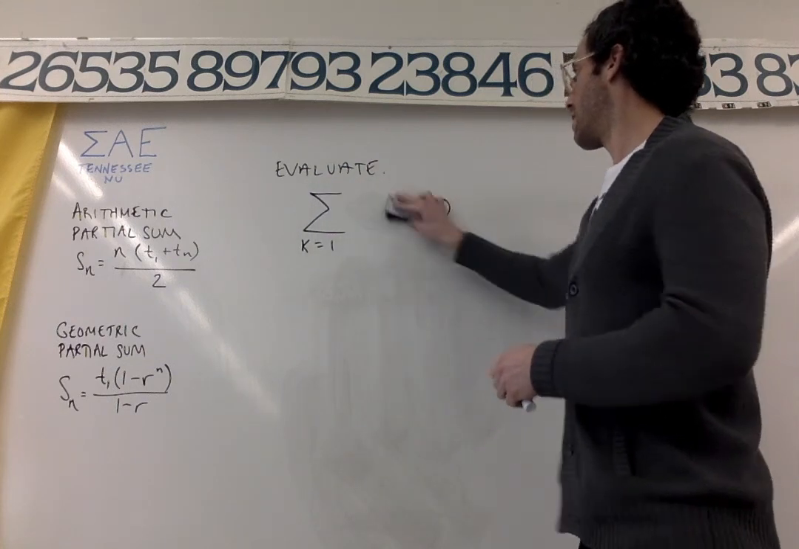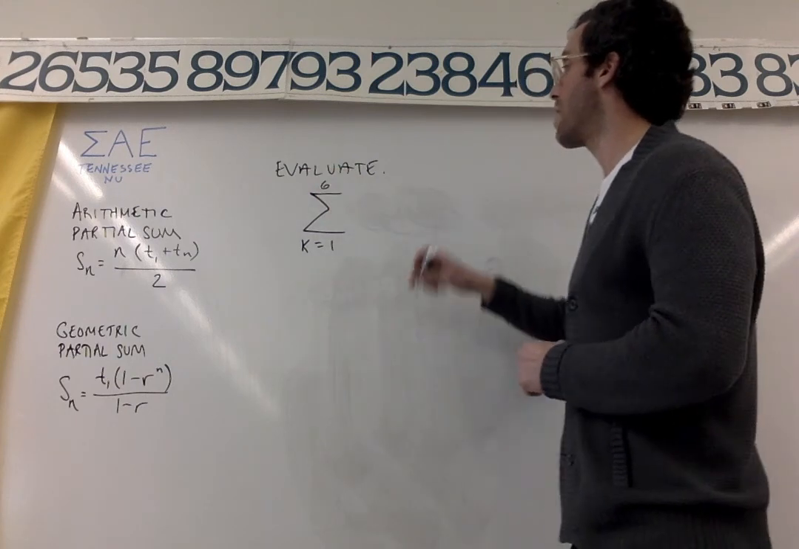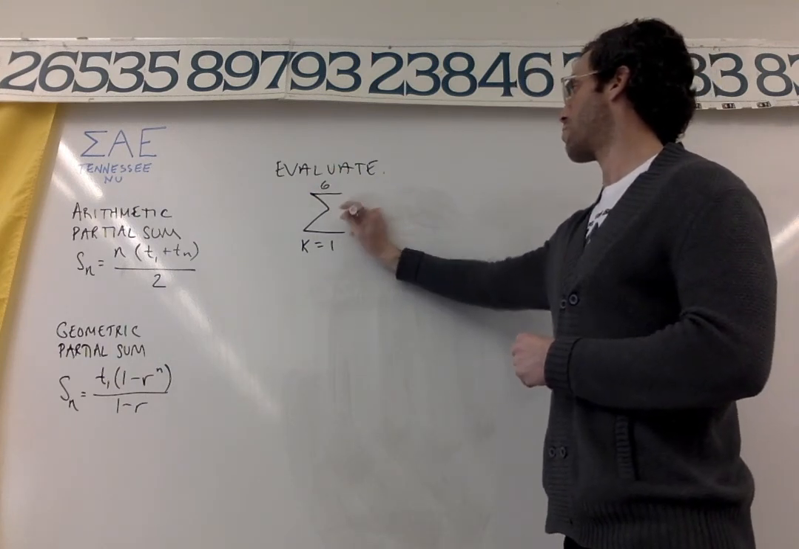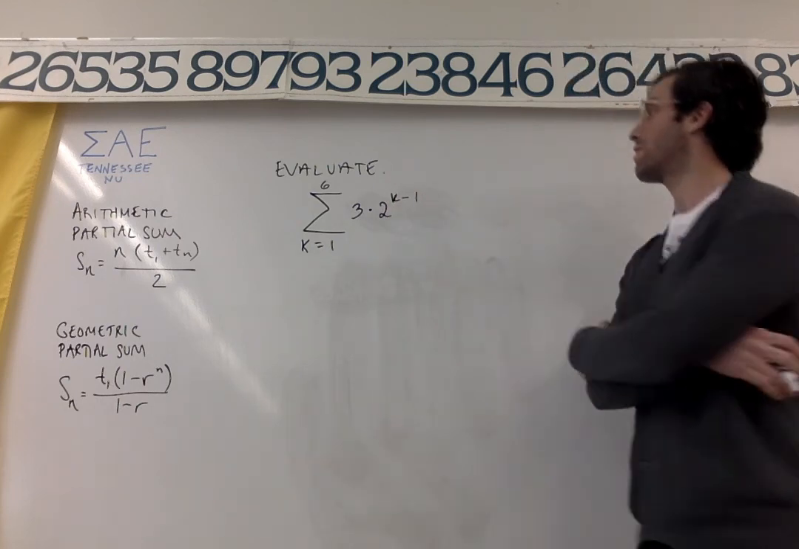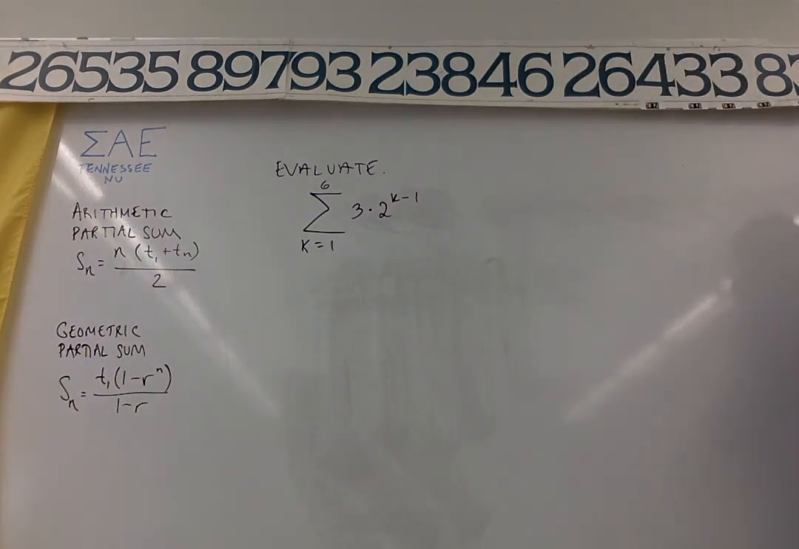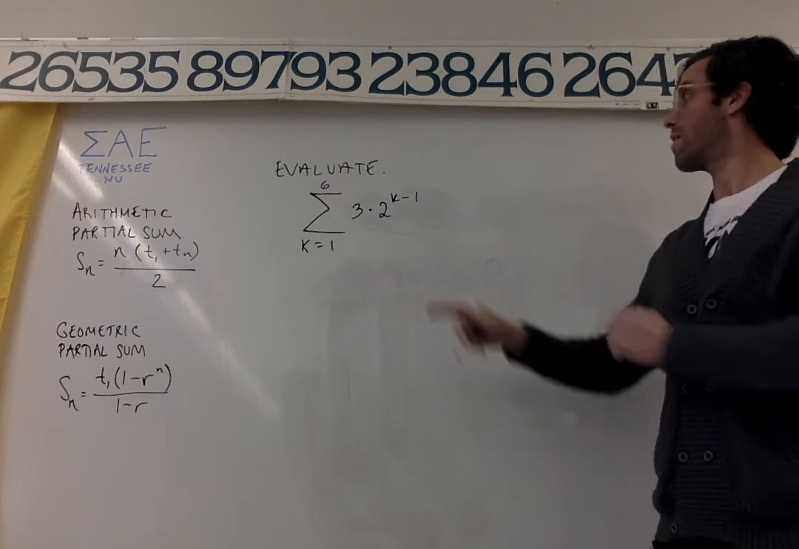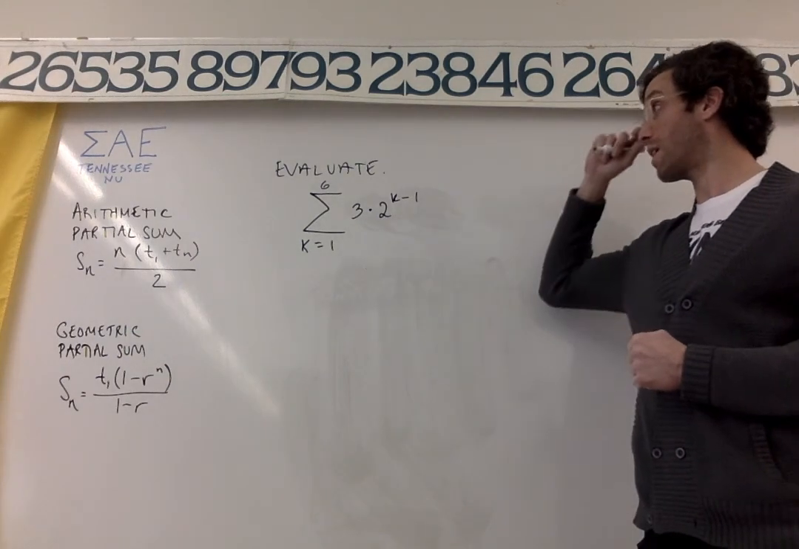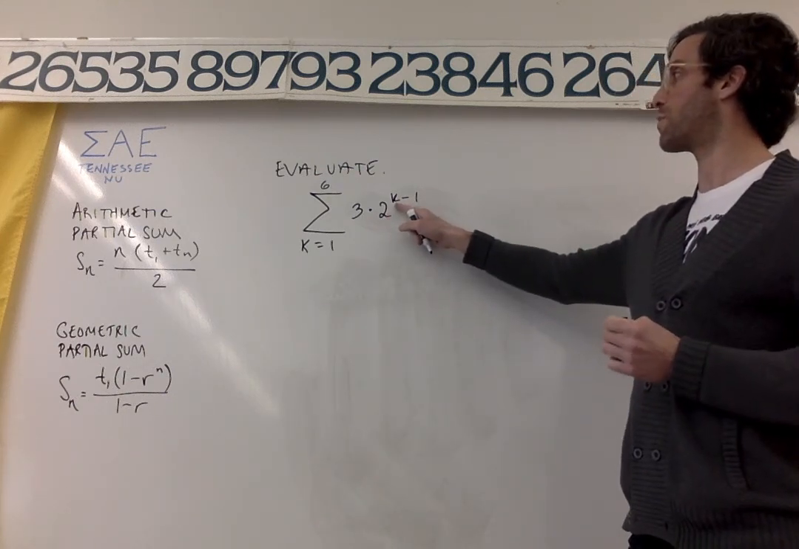Let's say find the sum of the first, keep it easy, like 6 terms of, let's just do 3 times 2 to the k minus 1. All right, so pretty clearly, if you remember this from the unit on sequences from last quarter, this is going to be a geometric sequence because we have multiplication. If you didn't recognize that, you could just find the first few terms.